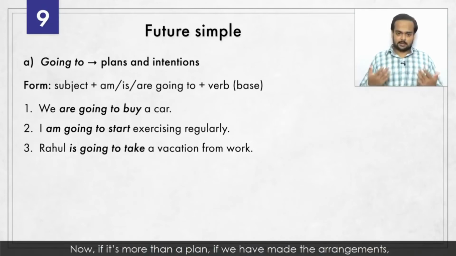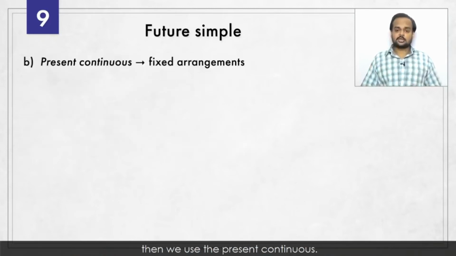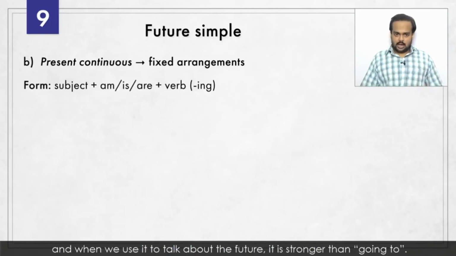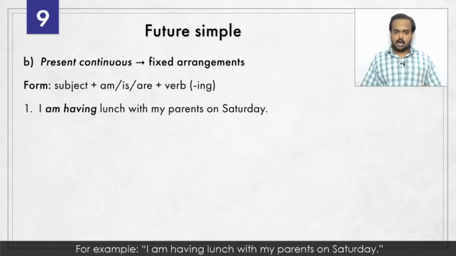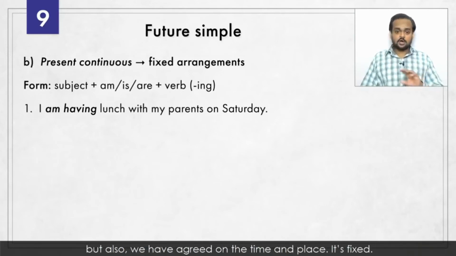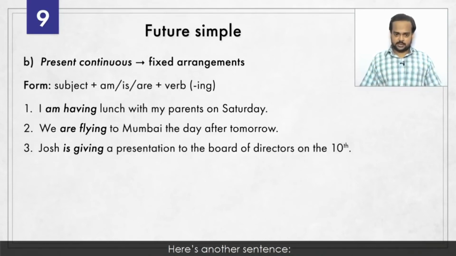Now, if it's more than a plan, if we have made the arrangements, then we use the present continuous. This is a tense you know already. And when we use it to talk about the future, it is stronger than going to. For example, I am having lunch with my parents on Saturday. So my parents and I have a plan to do that, but also we have agreed on the time and place. It's fixed. Here's another sentence.